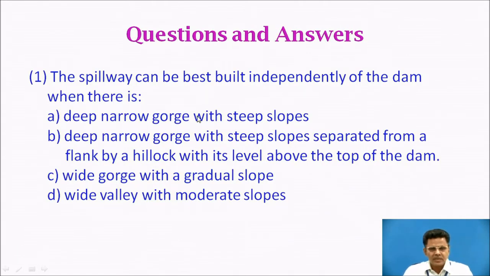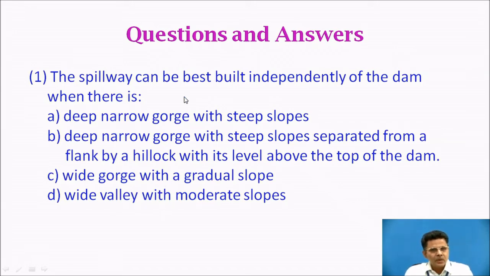Now, let us take some questions. The spillway can be best suited independently of the dam when there is: a deep narrow gorge with steep slopes separated from a flank by a hillock with its level above the top of the dam, a wide gorge with gradual slope, or a wide valley with moderate slopes.